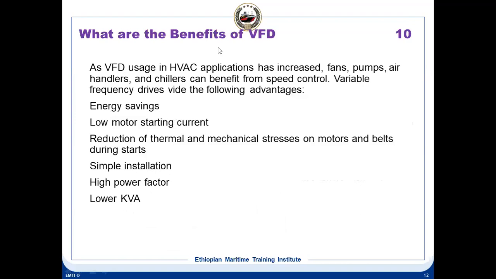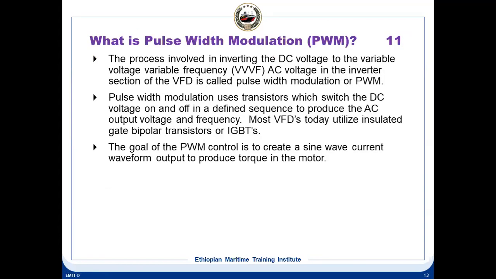So the advantages of VFDs: it is energy saving. The starting inrush current is very low because we are varying the RMS voltage by varying the firing angle. Then there is a reduction in thermal and mechanical stresses. There is no jerk, there is no high temperature. Then simple installation, higher power factor and lower kVA rating.